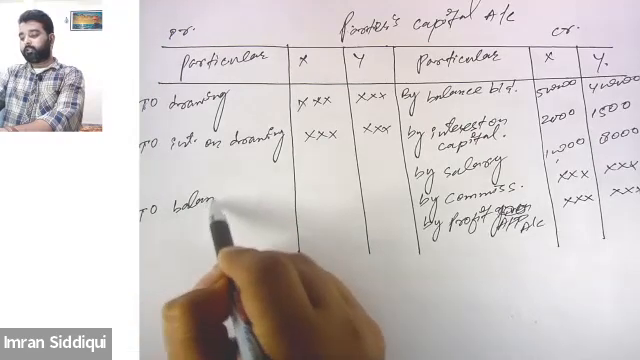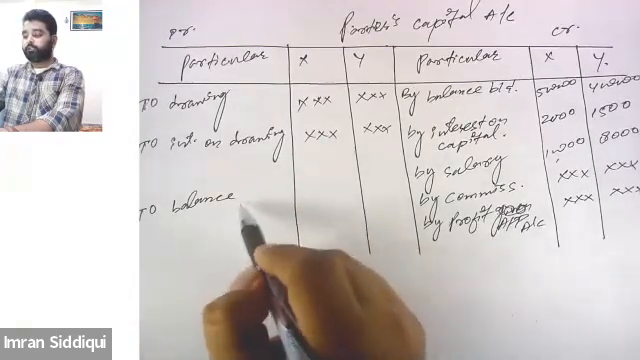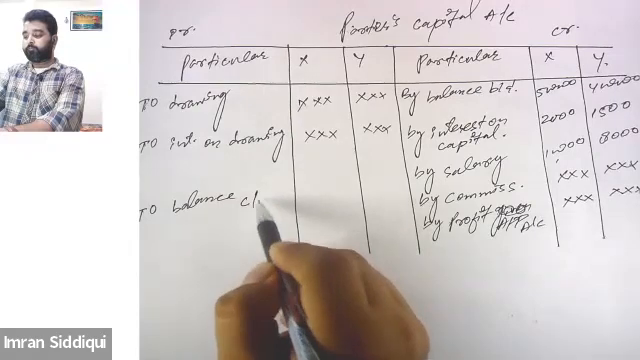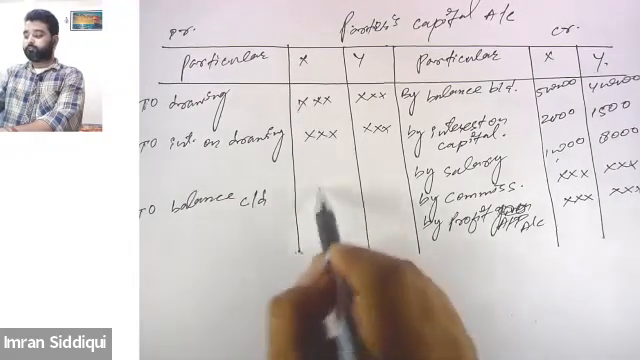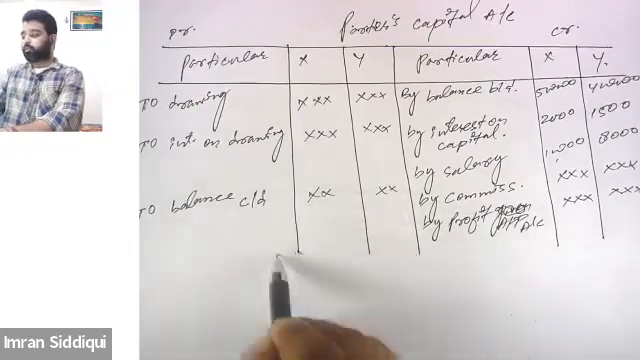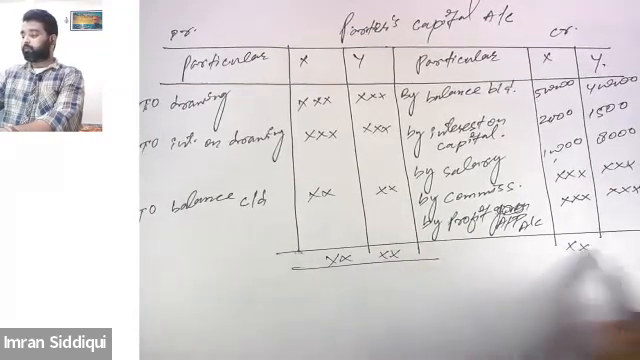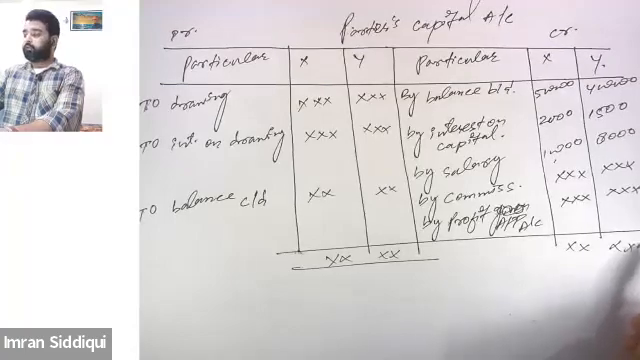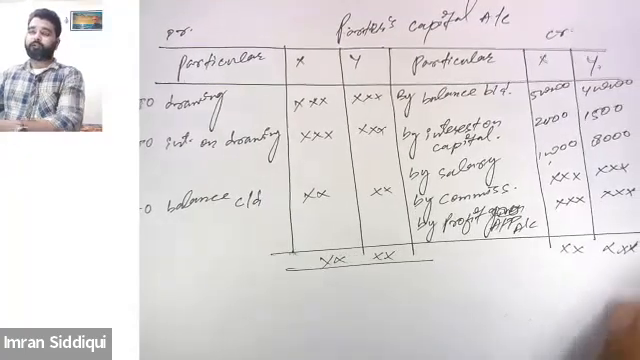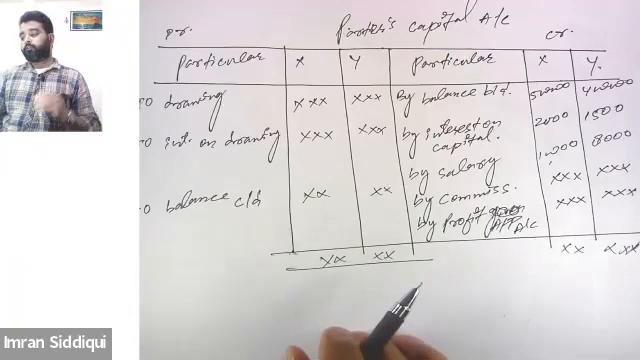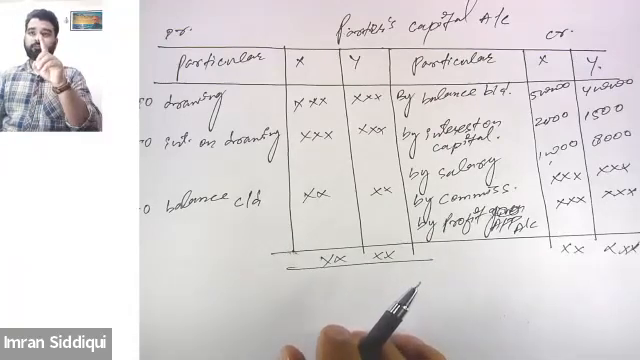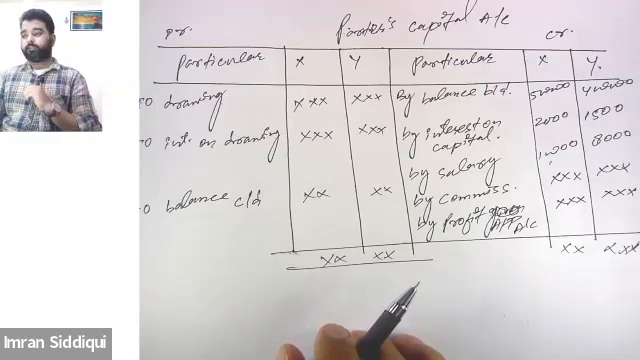We will calculate balance, and such balance will be shown on the debit side by to balance c/d. And then we will close this account. Now this account will be closed. So this is how partner's capital account is formed as per fluctuating capital method. All you need to remember for now is that only one account is prepared. Number one, we need to prepare only one account as per fluctuating capital method.